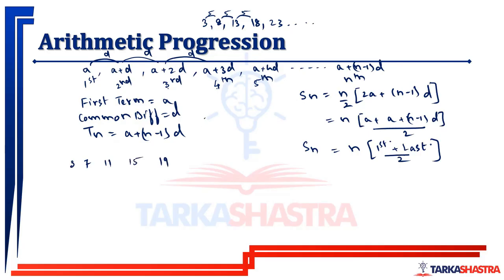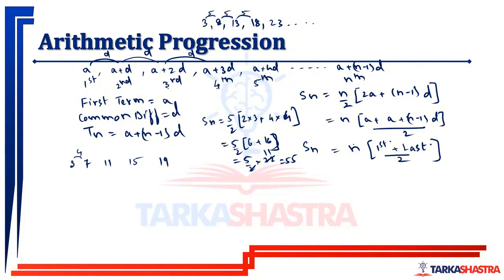The sum of n terms will be how much in this case? It will be 5 by 2 into 2a, that is 2 into 3, plus n minus 1, that is 5 minus 1, which is 4, into d, where the common difference is 4. So this is 5 by 2 into 6 plus 16, which is 5 by 2 into 22. This is 11, this is 55. So the sum of first 5 terms is 55.